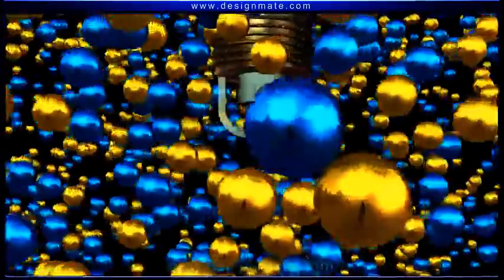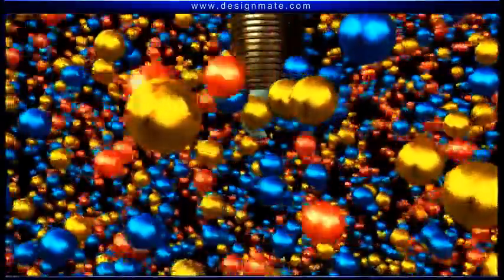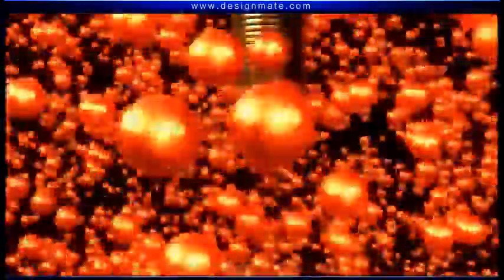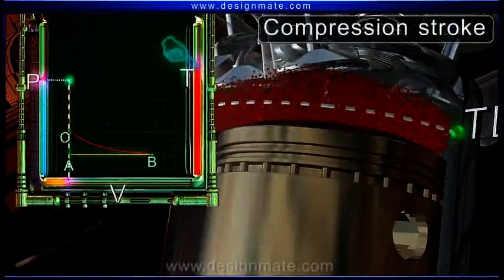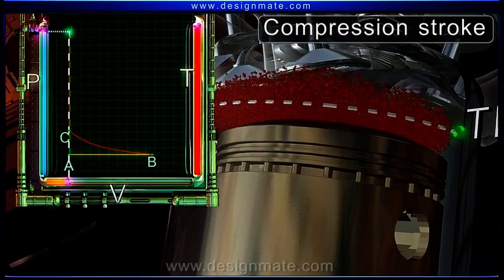Just before the piston reaches the TDC, the spark plug produces spark and the fuel explodes. Rapid combustion in the closed cylinder increases the temperature immensely. The pressure in the combustion chamber increases to a very high value with almost no change in volume.